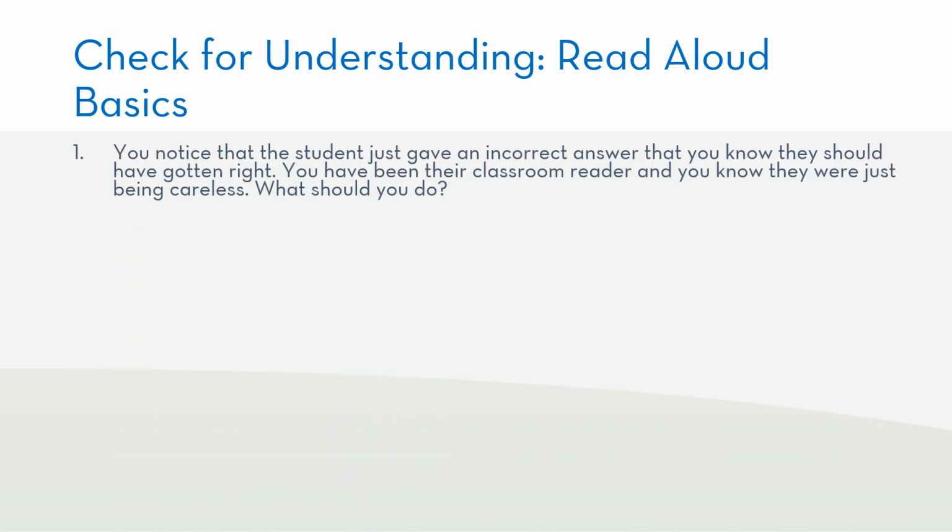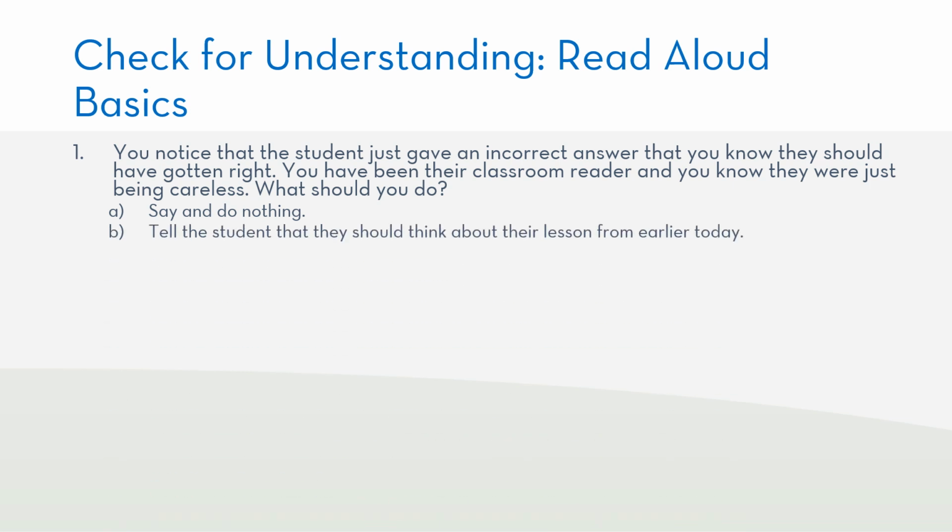You notice that the student just gave an incorrect answer that you know they should have gotten right. You have been their classroom reader and you know they were just being careless. What should you do? A. Say and do nothing. B. Tell the student that they should think about their lesson from earlier today. Or C. Tell the student to check their work before moving on.